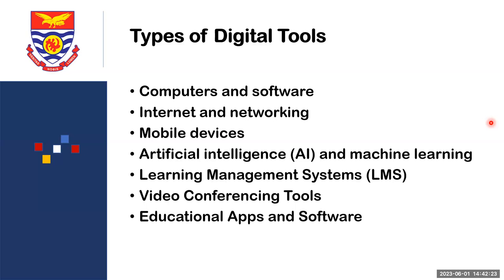Artificial intelligence, that is machine learning, AI. These technologies enable computers to perform tasks that require human intelligence. The computer is not a human being, but it can be customized. It can be programmed in such a way that it can do natural language processing, and it can even take decisions. And this is all the power of digital tools.